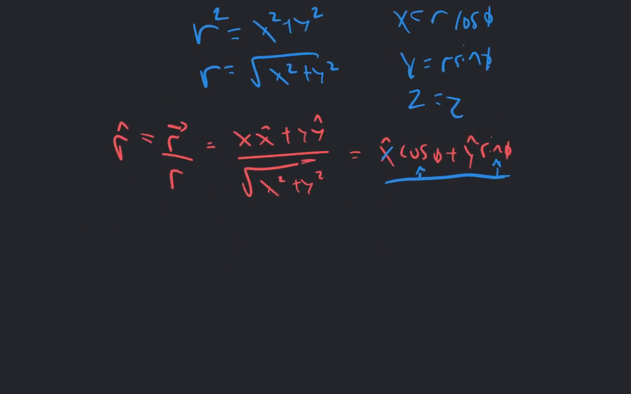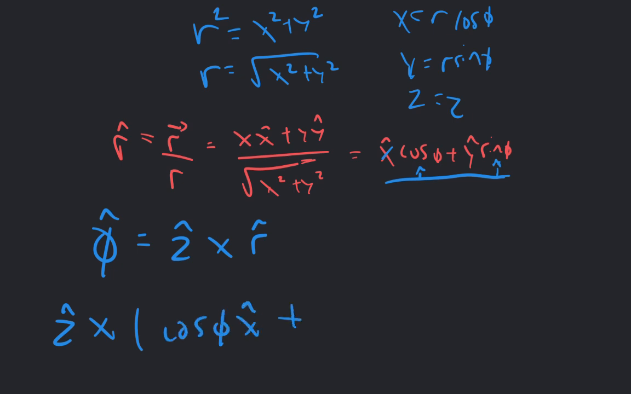The next one would be what is phi unit, and for this we can do z unit cross r unit, and we can do this because phi unit is going to be orthogonal to both z unit and r unit. And when we do this, we have z unit cross cosine phi x unit plus sine of phi y unit.